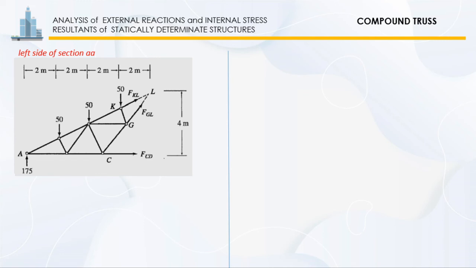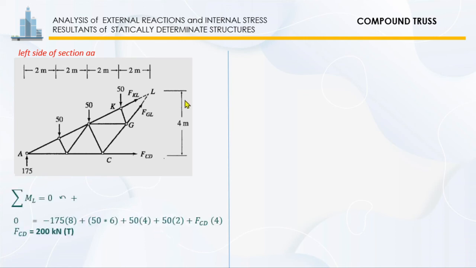Now, the free-body diagram of the portion of the truss on the left side of section AA is shown here. We determine FCD by summing moments about L, the point of intersection of the lines of action of FGL and FKL. Kasi kung dito tayo magte-take ng moment, 3 pa rin unknown natin. Since pwede tayo mag-take ng moment sa point L, mawawala itong FKL and FGL. Ang magiging unknown lang natin is FCD.